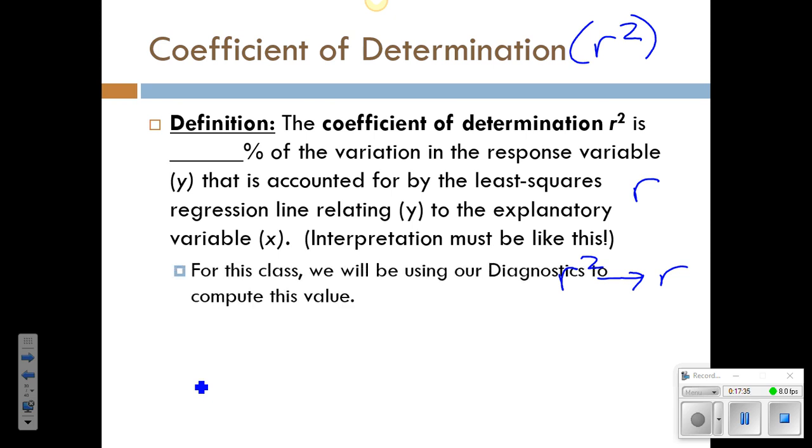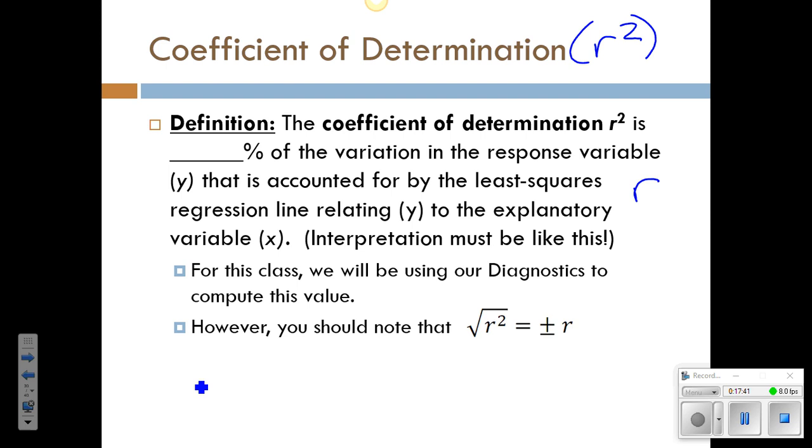All right, most times you're going to have this value either given to you or you can calculate it very quickly. We just made the note here that the square root of r squared is going to be plus or minus r. Now the tricky question is, when is that value going to be positive versus negative?